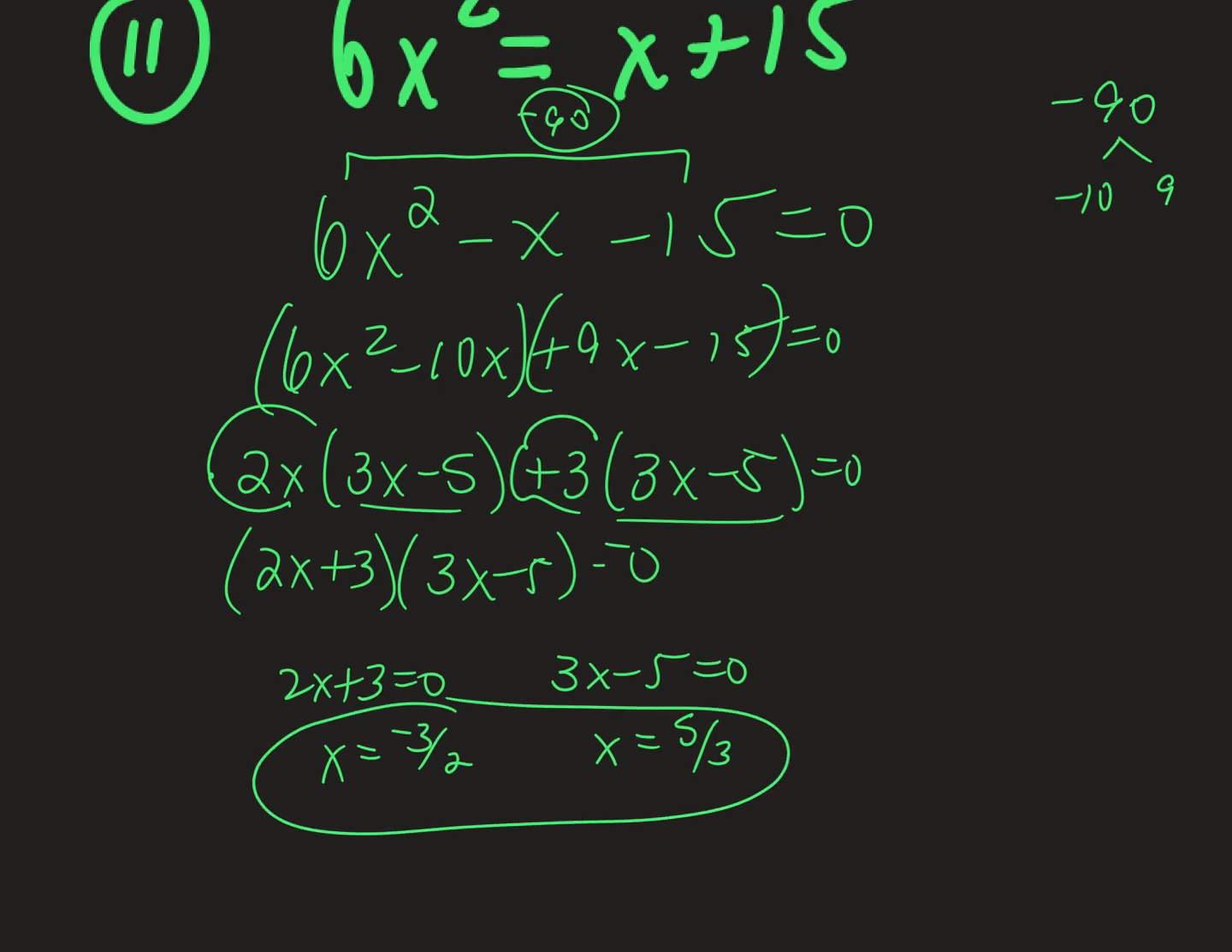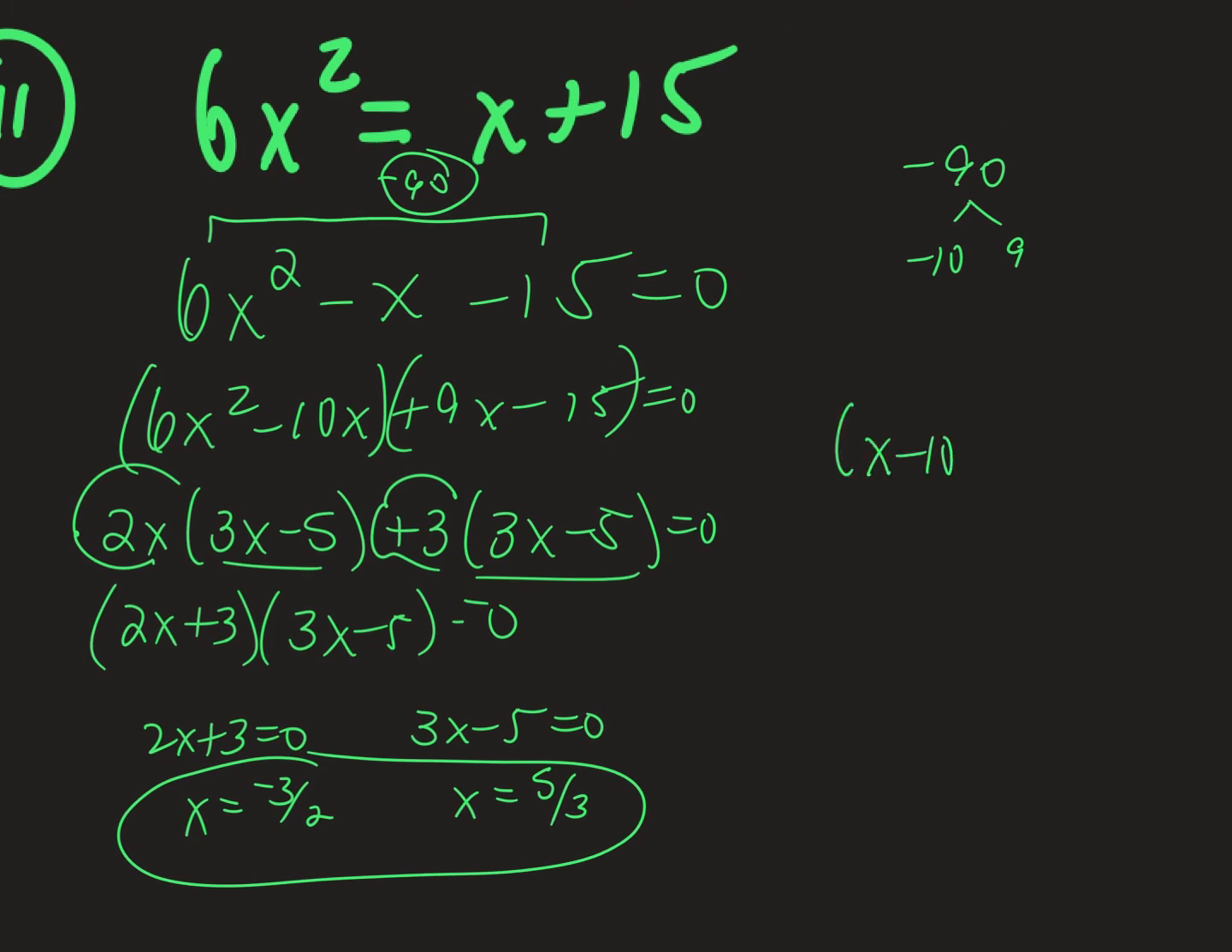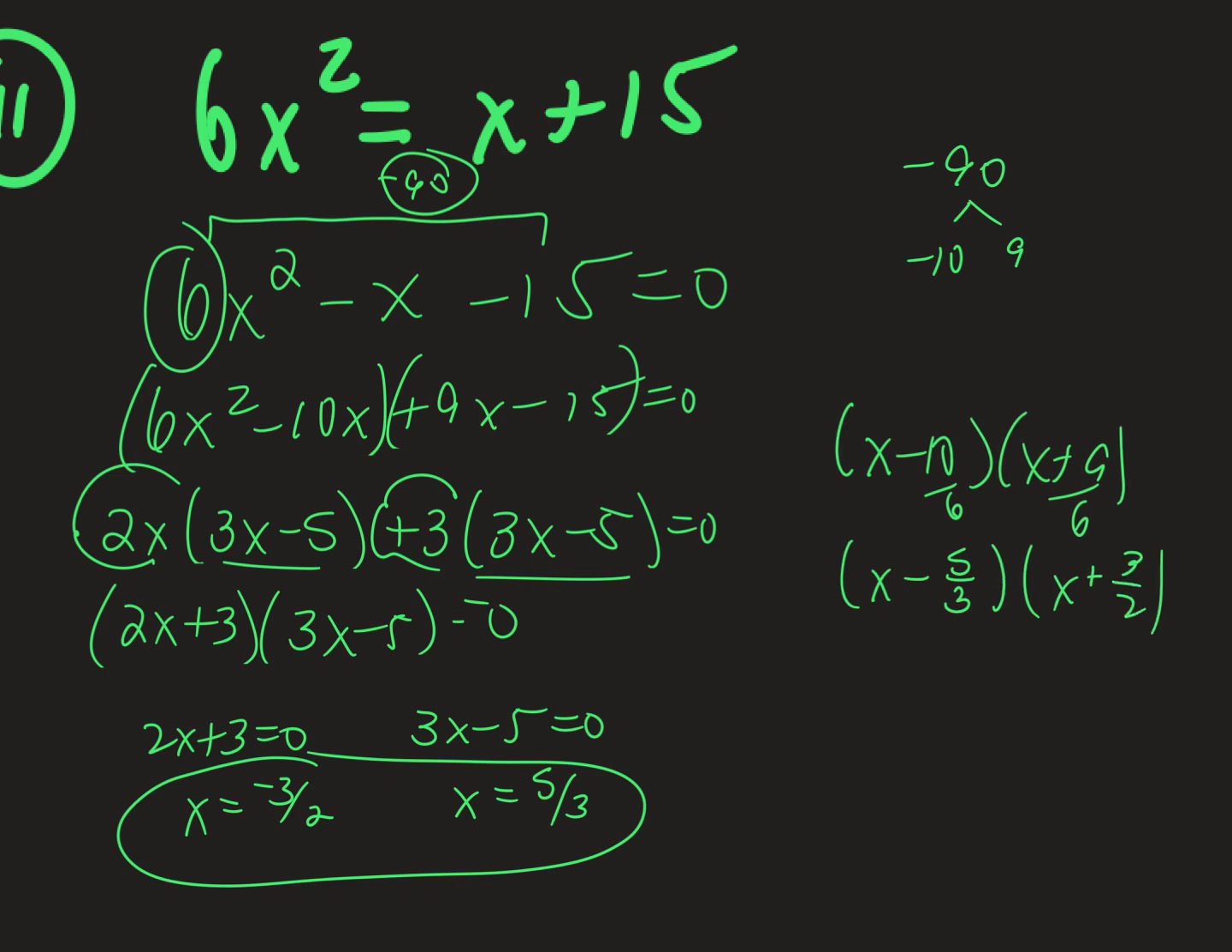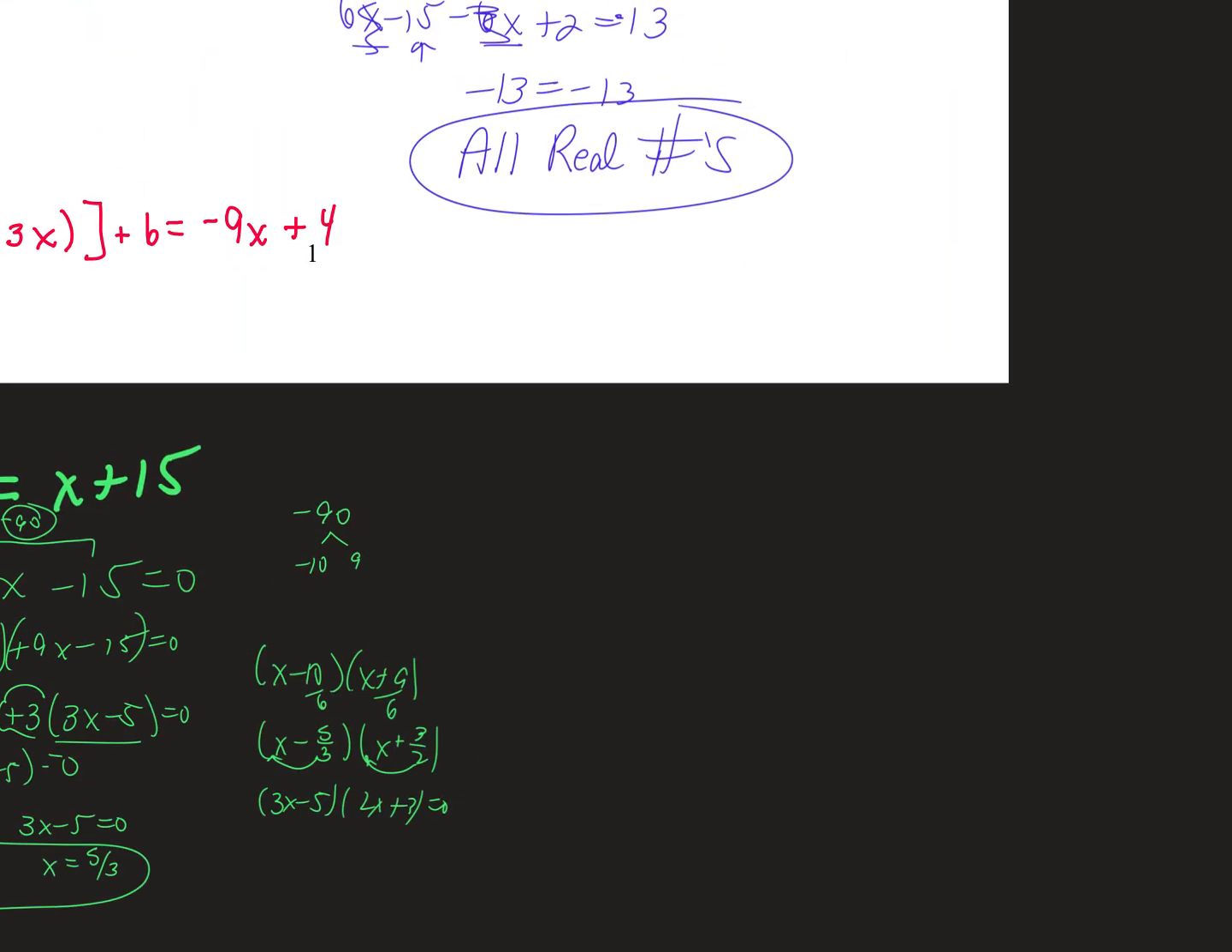And again, if you did it my little way, you would just take your two factors of negative 10 and positive 9. And since your a term is not 1, it's 6, you're going to divide by 6. So when you do that, your fractions become x minus 5 over 3, and here is going to be x, whoops, no, sorry, x plus 3 over 2. This becomes a coefficient, so it's 3x minus 5 and 2x plus 3 equals 0. And then you solve. Same thing that we got on the other one. All right, let's go to number 12, and then I'll go to the second page.